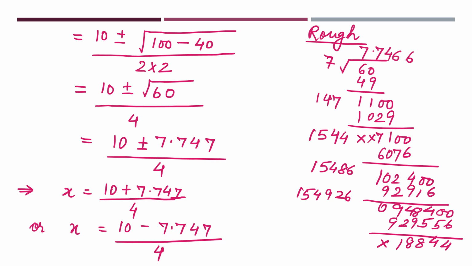Yes. So now children, x is equal to 10 plus minus under root of 100 minus 40 upon 2 into 2. That is x is equal to 10 plus minus root 60 upon 4. And what is the value of under root of 60? The value is 7.746. Okay. So the value of x will be either 10 plus 7.747 upon 4 or 10 minus 7.747 upon 4.